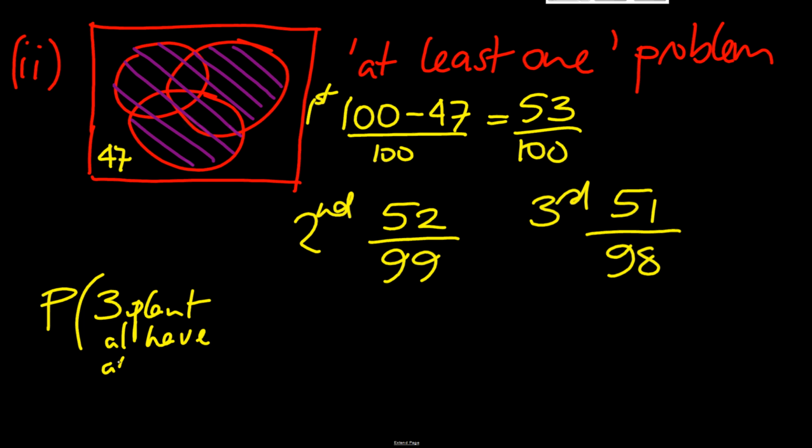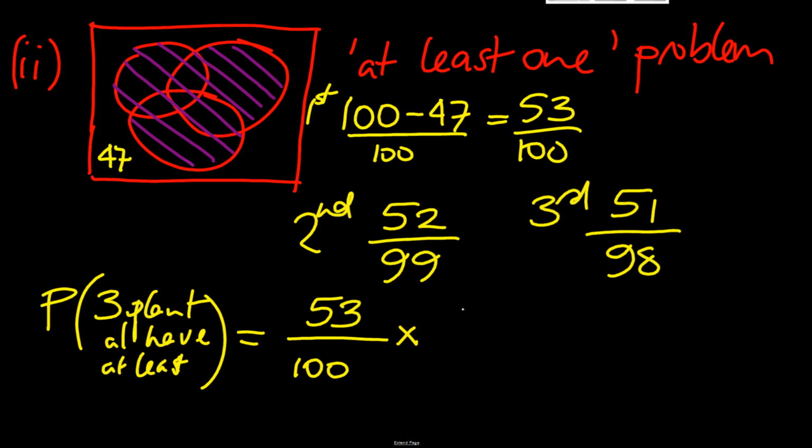Well, to do that, we are going to multiply our probabilities, because each of these picks is a separate and independent pick. So we can now multiply our probabilities. We've got a 53 out of 100 probability of picking the first that has a problem, 52 out of 99 for our second pick, and 51 out of 98 for our third pick.